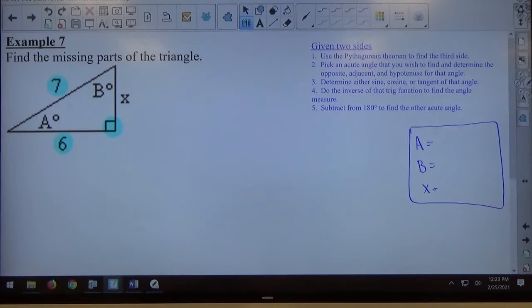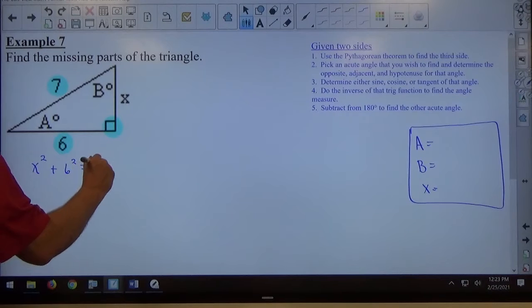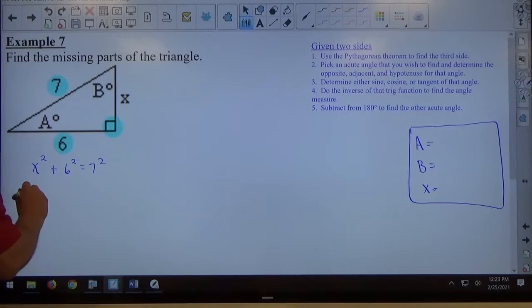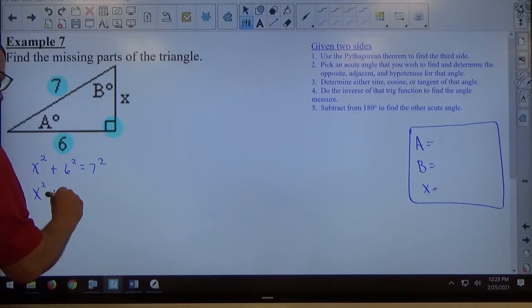Step 1 in this process says to use the Pythagorean theorem to find the third side. So it's a right triangle. We know two of the three sides, so the Pythagorean theorem is usable and advisable. So x squared plus 6 squared is equal to 7 squared. Recognize leg, hypotenuse. Make sure you recognize what each thing is to create the Pythagorean theorem correctly. 6 squared is 36 and 7 squared is 49.